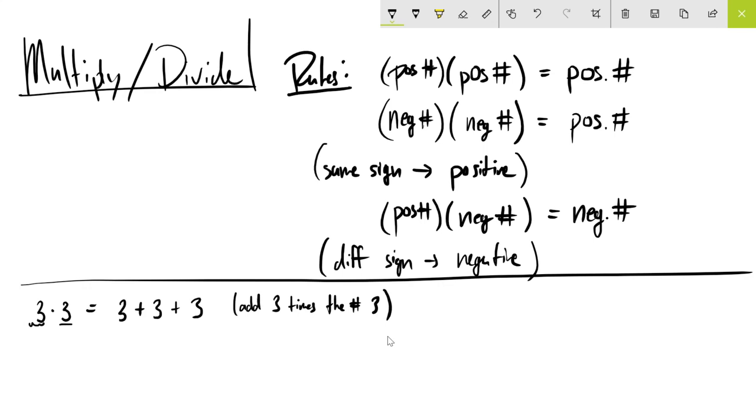So it's obvious that a positive times a positive is always going to be positive, because multiplication of two positive numbers is telling you to take a positive number and add it up a bunch of times. Obviously, it's going to come out positive.